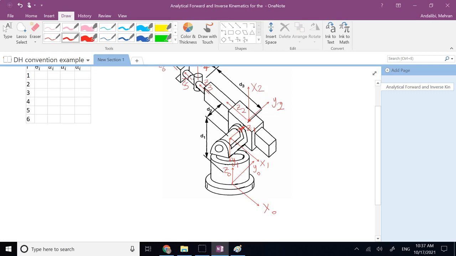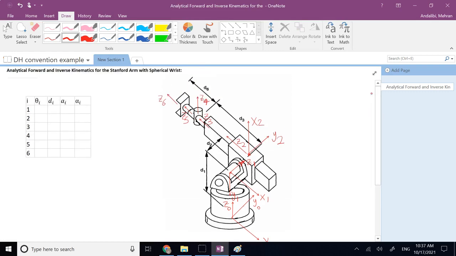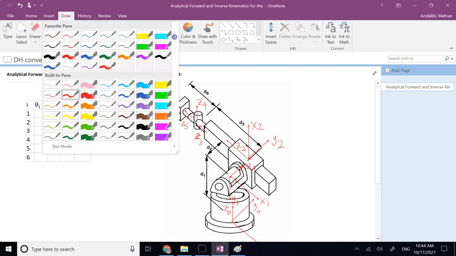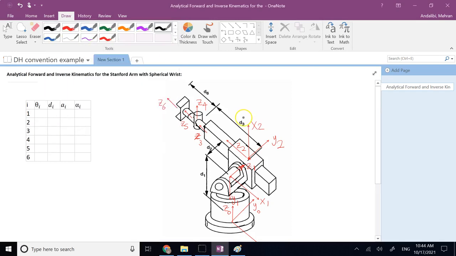So these are the first 3 frames. Now for the spherical wrist, we know that we typically choose the intersection point, the wrist point here, to be the origin of frames 3, 4, and 5. And I can explain why that's the case. Before that, let me emphasize that here distances D1, D2, and D6 are fixed distances, but distance D3 is the joint variable. Okay, so D3, I put a star next to it. That's the prismatic joint value, so that's not a fixed distance.